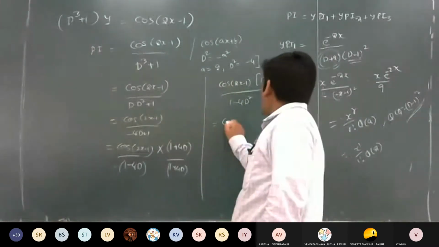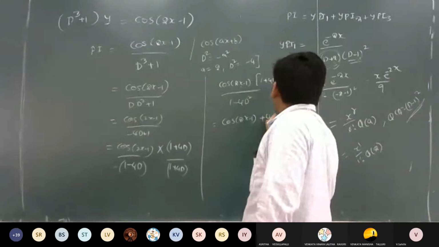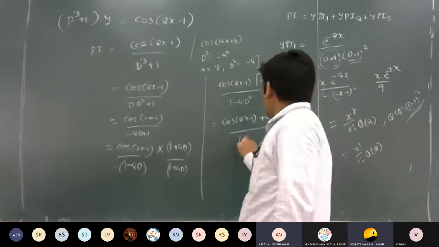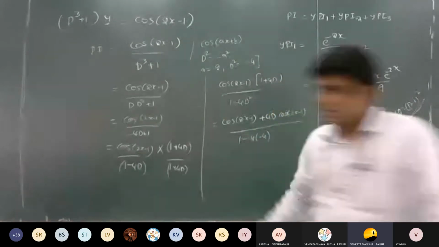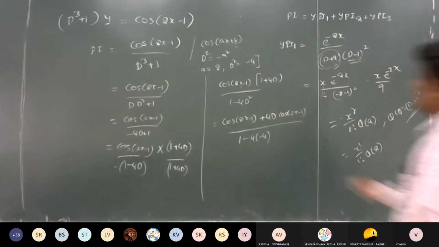So that is equal to cos of 2x minus 1, multiply this one, plus 4 into the derivative of cos of 2x minus 1. The denominator is 1 minus 4D square, sorry, 1 minus 16 D square, since 4D whole square is 16 D square. Yes, sorry.